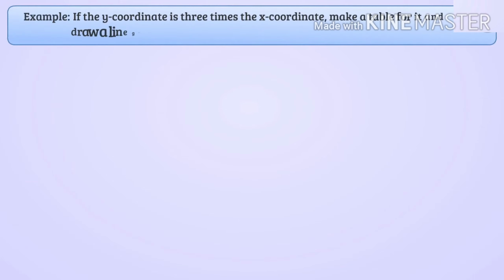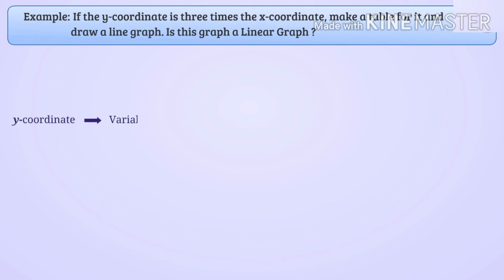If a y coordinate is 3 times the x coordinate, make the graph and draw a line graph. Is it a linear graph? Find it out. As in the information given, we will take the y coordinate as the y variable and the x coordinate as the x variable. As the y coordinate is 3 times the x coordinate, it means y is equal to 3x.